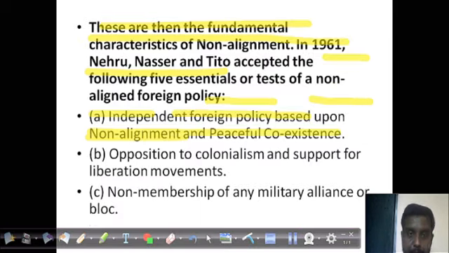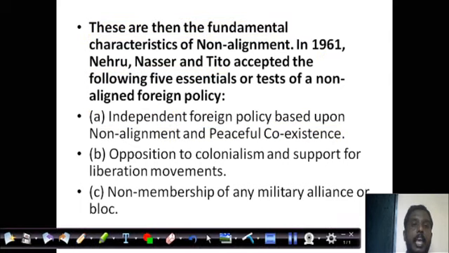Moving into the next slide. These are the fundamental characteristics of NAM. In 1961, Nasser, Nehru and Tito accepted the following five essentials or tests of a non-aligned foreign policy. First, an independent foreign policy based on non-alignment and peaceful coexistence. As I have told you, the 1961 Belgrade Conference said that these are going to be the fundamental nature of NAM. All the nations that are part of NAM will have an independent foreign policy which is based on non-alignment and peaceful coexistence.